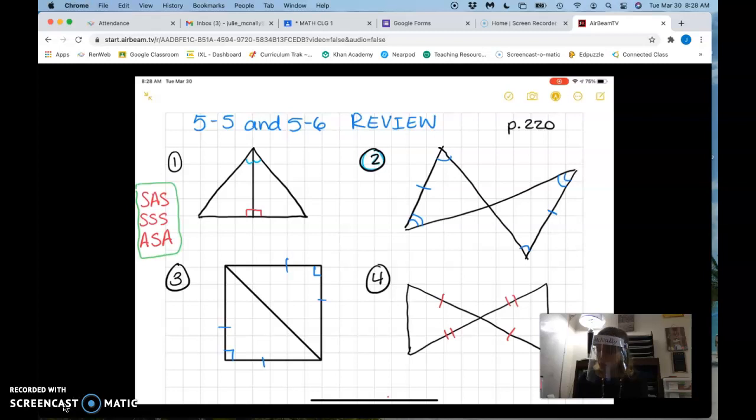So number one, I noticed that these triangles share this line. That means that side is congruent. So I can name that these two triangles are congruent by angle, side, angle.